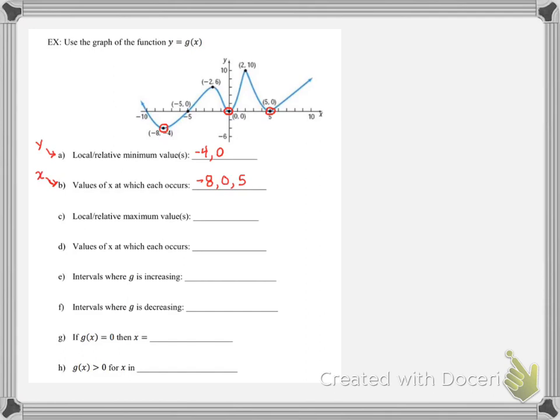So what are my local maximum values? 6. Yeah. And 6. Very good. So those are my local maximums. What are the values of x at which those maximums occur? -2, 2. Very good.